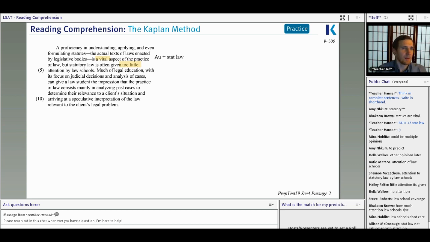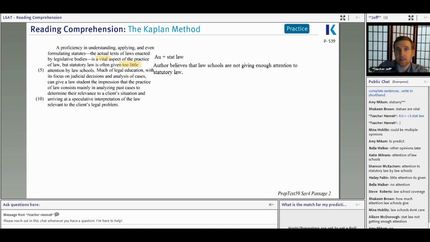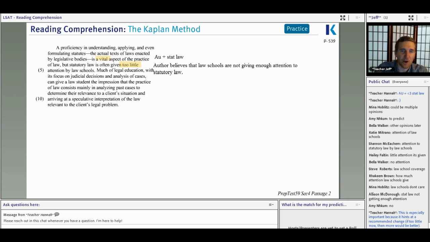Again, this is what you should be thinking in your head. Like, the author thinks that law schools aren't getting enough attention, or not giving enough attention to statutory law practice. Obviously, that is way too much to write, though. How can you boil it down? Amy's just like, no. And I agree. I mean, you shouldn't be writing all that. That's just what you're thinking in your head. How should you boil it down?